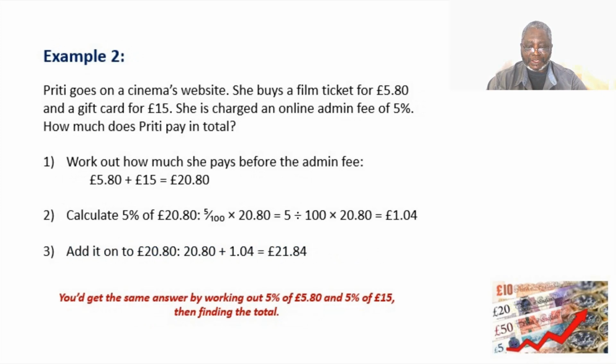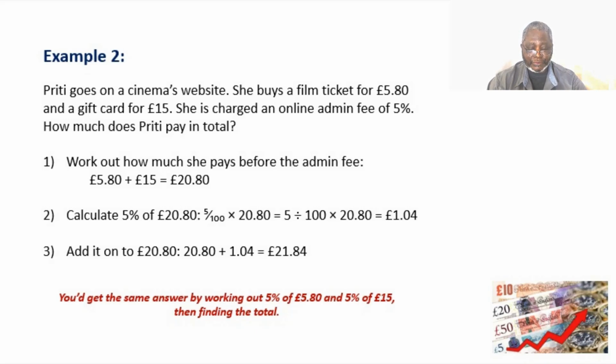Example 2. Pretty goes on a cinema's website. She buys a film ticket for £5.80 and a gift voucher for £15. She is charged an online admin fee of 5% of the total amount. How much does Pretty pay in total? 3 steps. Work out how much she pays before the admin fee, which is, yes, you're correct, add £5.80 and £15, which is equal to £20.80.